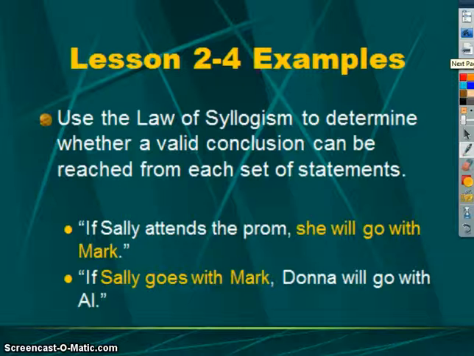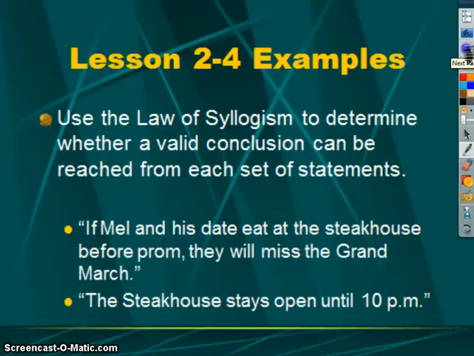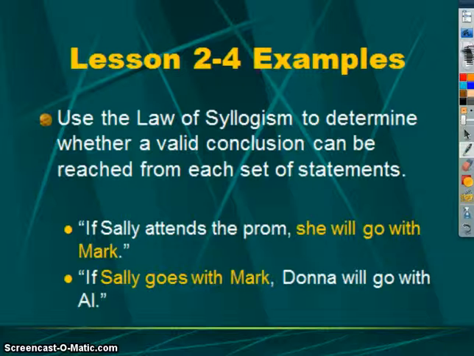That part about Sally going with Mark? So that means the valid conclusion would be: if Sally attends the prom, Donna will go with Al. So using the law of syllogism, that's the conclusion that we can make.